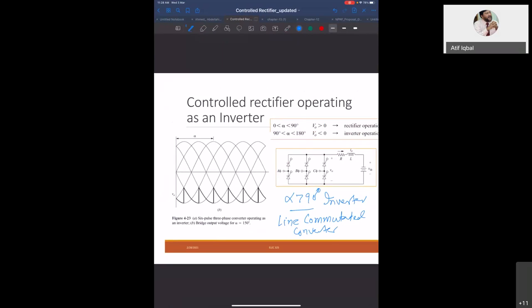So this is what is shown for one particular alpha. You get negative voltage. So your current is in the same direction, but your voltage becomes negative. So the power is fed from DC to AC. And this is called inversion operation or inverter operation.